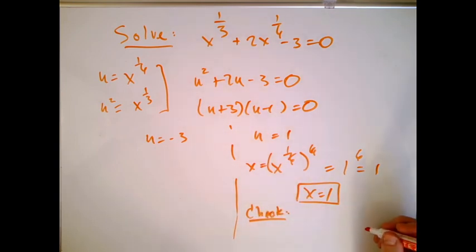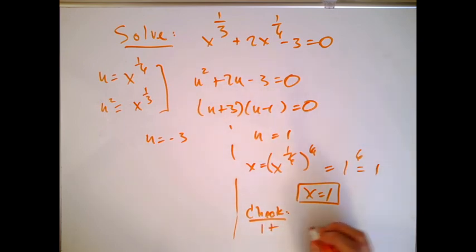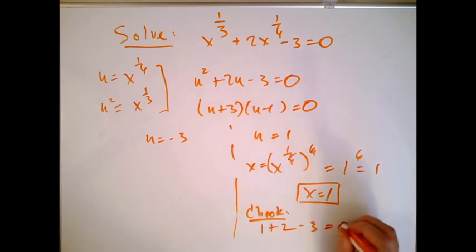When I check this answer, I'm supposed to plug back into the beginning. 1 to the 1/3, that's just the cube root of 1, that's 1. Plus the 6th root of 1 is still just 1, so that's going to be 2. And then we get minus 3, that is 0. So it checks. Yay!